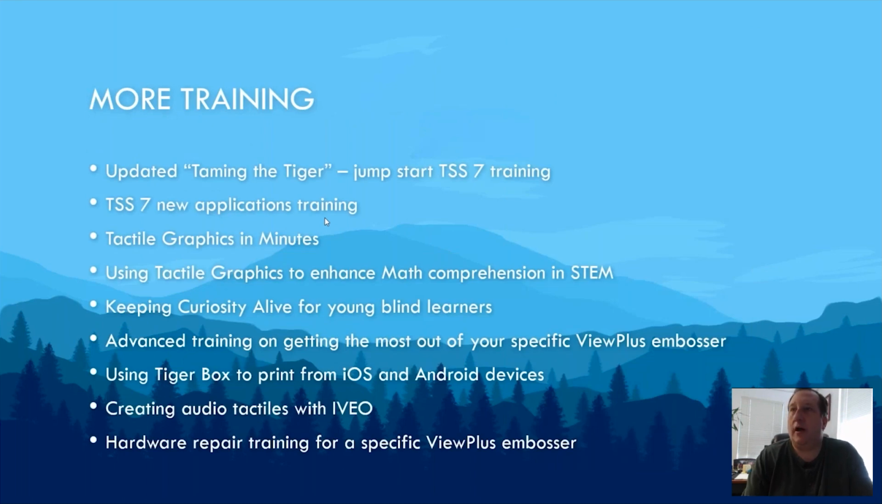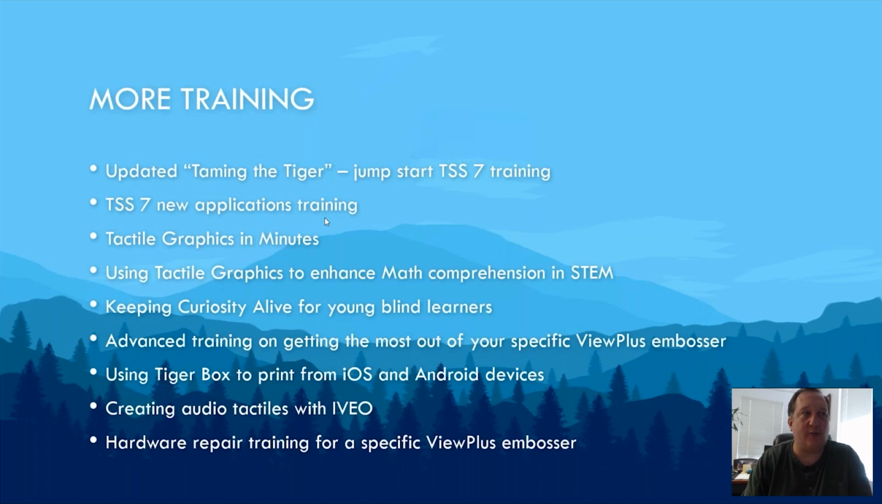So other things are, we've updated the Taming the Tiger, which is our $250 online TSS7 kind of jumpstart training. We've updated that one to TSS7, and that is scheduled actually for next week. So we're doing those as a special for $99 instead of the $250. The other ones that I could do, that I'm trying to judge interest levels on, is the more in-depth stuff on the TSS7 new applications.